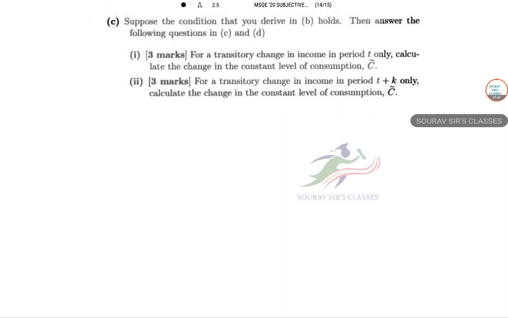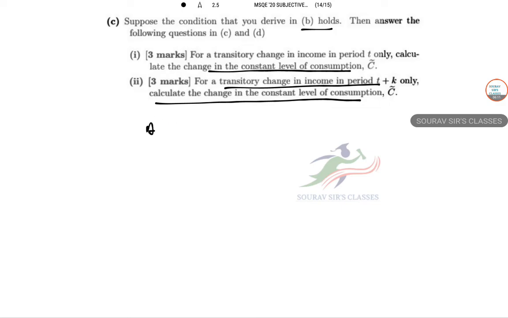Now we go to the third part of it. Suppose that the condition derived in B holds, then answer the following C and D. For the transitory changes of the income in the period t, we calculate the change in the constant level of consumption, and for transitory changes in period t plus k, we calculate the constant level of consumption. Given the condition holds, we know that there is constant consumption c in every period, so we can use the aggregate budget constraint from here.